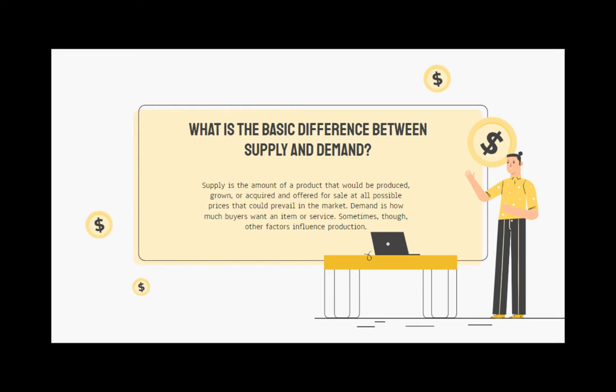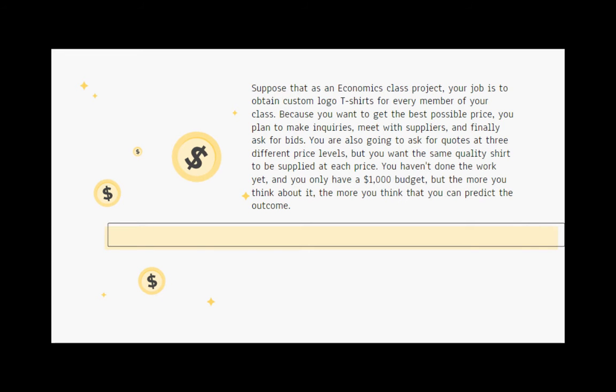So supply is the amount of product that would be produced, grown, or acquired and offered for sale at all possible prices that could prevail in the market. So supply is basically all the products in the market that can be supplied to the consumers at every single price. We're going to look at those charts and graphs a little bit, so I think it makes it a little bit more clear that way. Sometimes factors influence production. We'll probably talk about that tomorrow. Okay, I'm going to read this and just think about it, and then we'll talk about it in class, and hopefully I can get some responses.